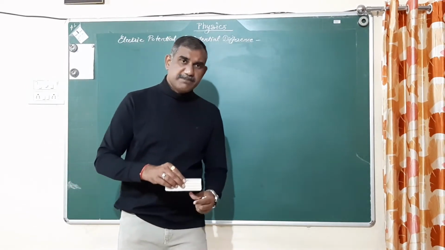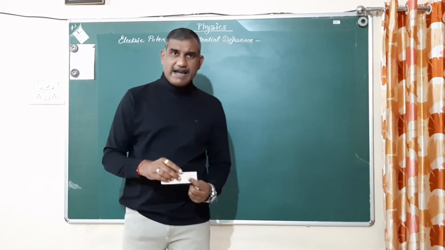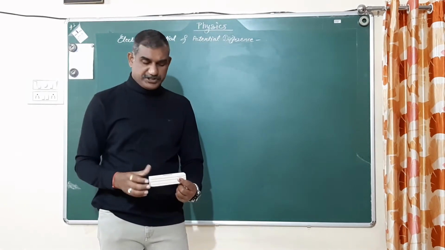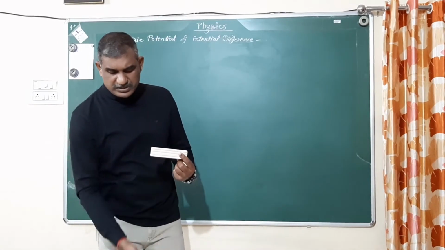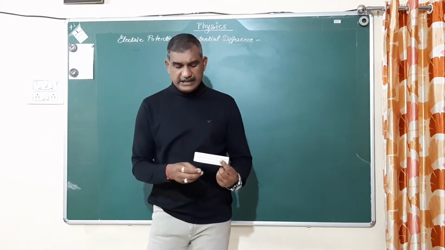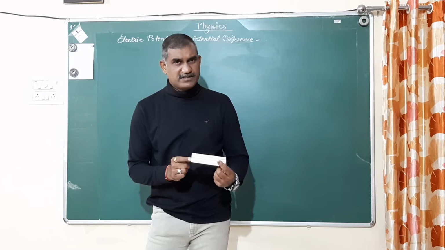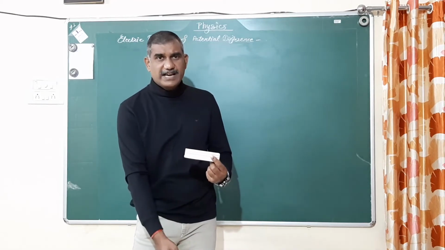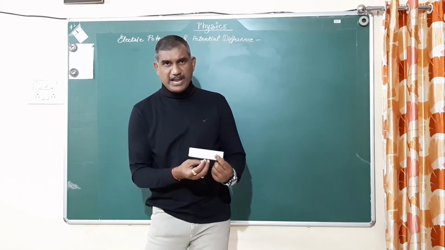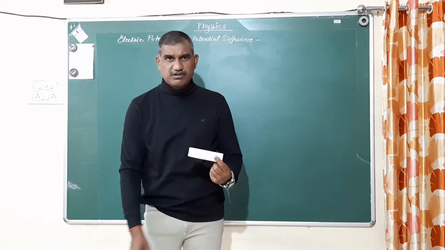If I want to lift that duster, then what happens? I have to apply the force in the upward direction. Actually, the gravitational force acting in the downward direction is equal to m into g, because m is the mass of this duster and g is the acceleration due to gravity, and therefore m into g is the force acting in the downward direction.